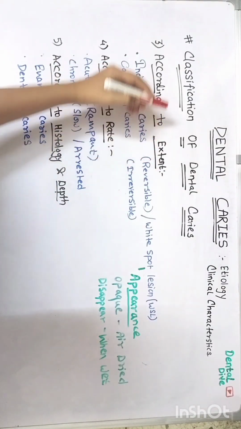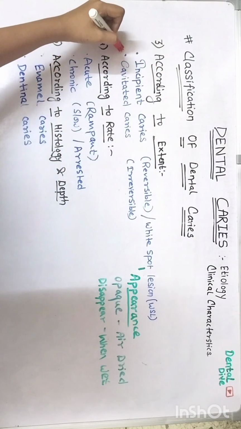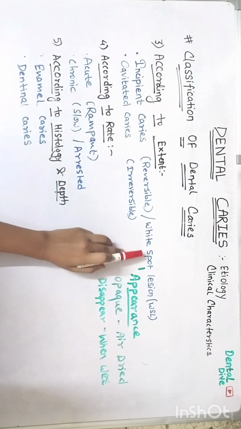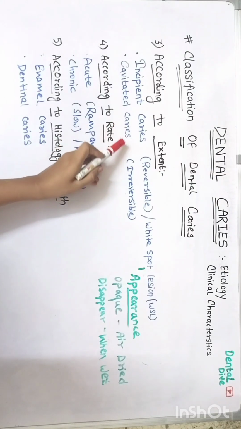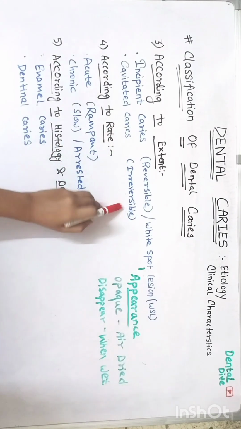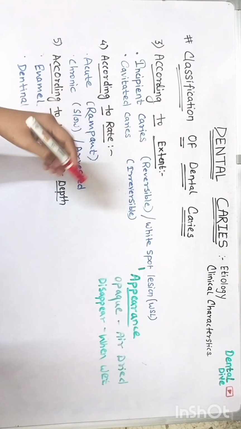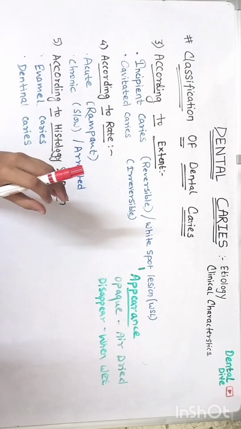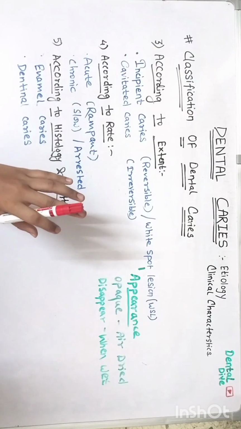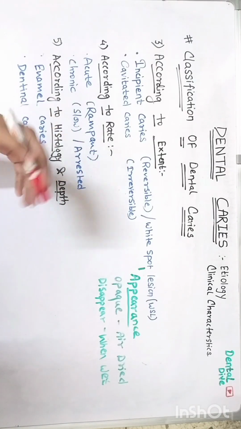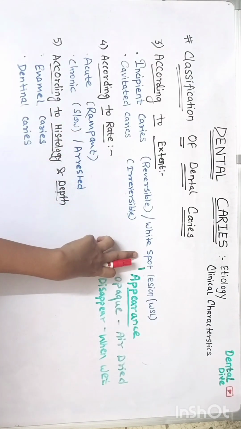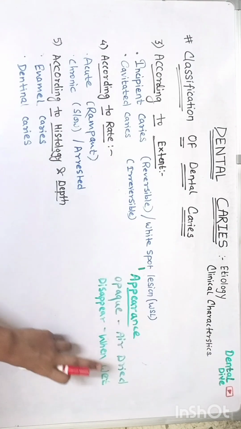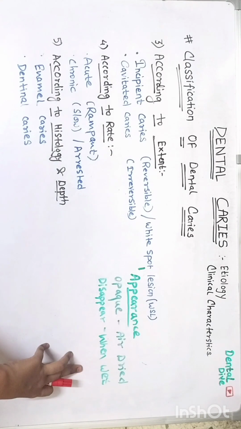According to extent, it is classified into incipient caries and cavitated caries. Incipient caries are also called white spot lesions, which are reversible in nature, and cavitated caries are irreversible in nature. You may have seen in persons whose mouth is dehydrated, there are small white spots on the tooth surface, which disappear when the person drinks liquid or water. So they are white spot lesions. Its appearance is opaque. When air dried, it appears, and it disappears when it gets wet.